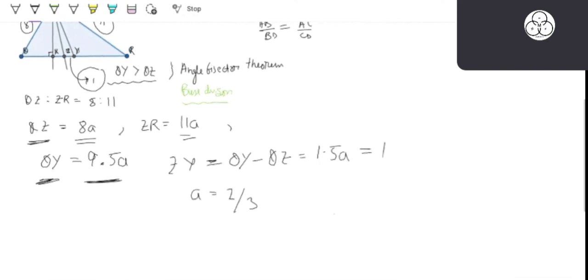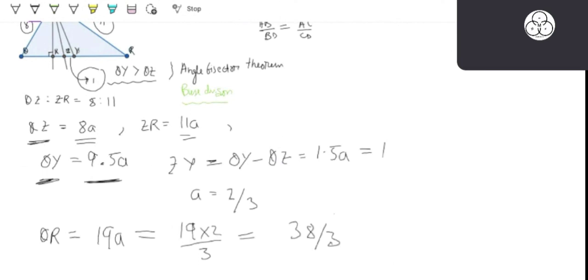So what is the value of QR? We have already seen the value of QR is 19a. That is 19 into 2 by 3, which is 38 by 3.